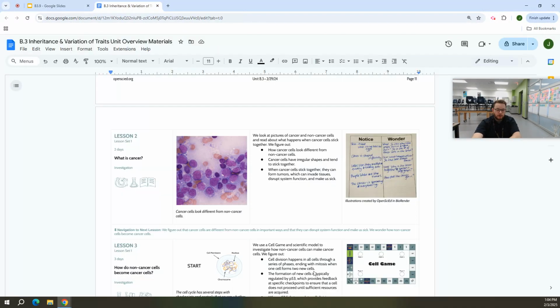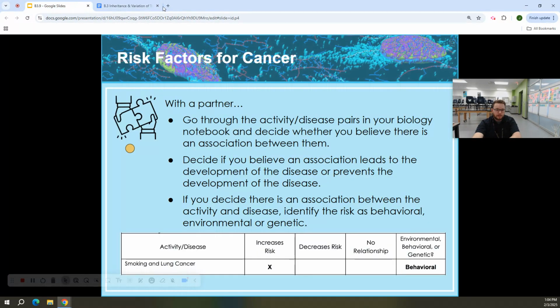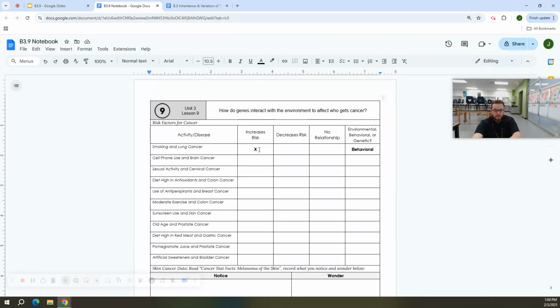Okay. You're going to go through on your student handout, and that is the wrong document. Let me get the right one pulled up for you. And you're going to fill in the rest of this table here. So you can see we have cell phone use and brain cancer. That's our next one. So you and your table members are going to say, I think that increases risk. So you're going to put an X in that box. Then you're going to come over here and say, I think that is a behavioral risk factor because I'm choosing to use a cell phone. Sweet.